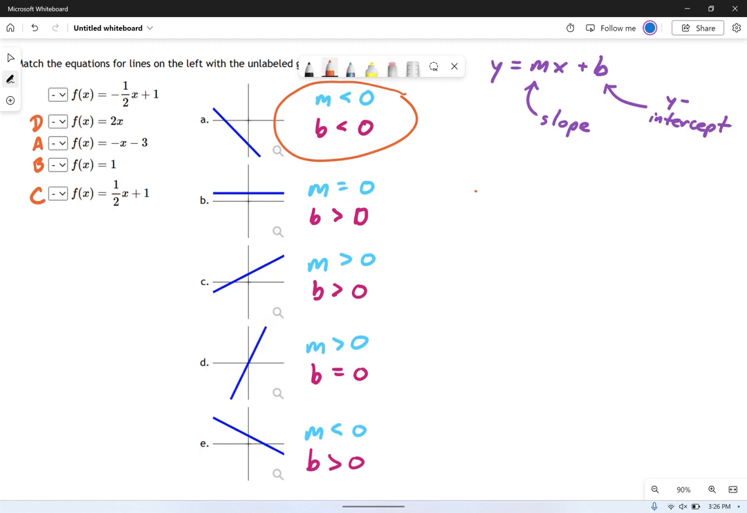And the last one has a positive y-intercept but a negative slope. So I'm looking at this guy where it's positive, negative, like that. And that is my final answer for this guy.